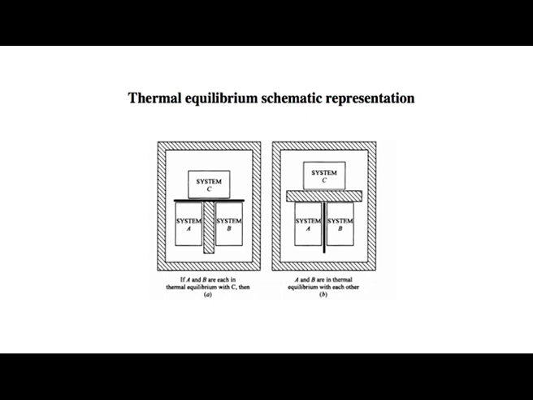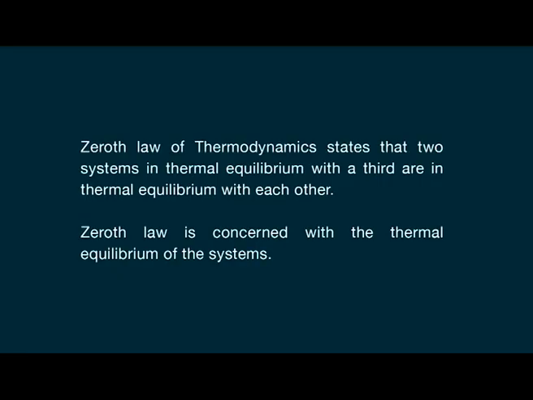Here comes the zeroth law of thermodynamics. The zeroth law of thermodynamics states that two systems in thermal equilibrium with a third are in thermal equilibrium with each other. The zeroth law is concerned with the thermal equilibrium of the systems. Two systems are in thermal equilibrium means that the two systems are in states such that if the two were connected through a diathermic wall, the combined system would be in thermal equilibrium.